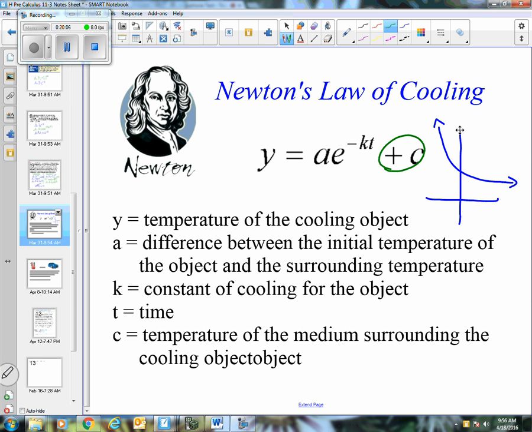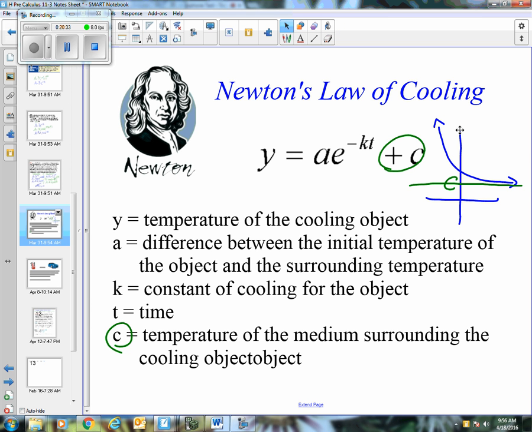So let's talk about this part of it, the plus C. What does that do to your graph? Well, it moves it up C units. So when you think about this decay, it's going to level off at that value of C. You're never going to get cooler than the surrounding temperature. So that horizontal asymptote that gets shifted up is being shifted up to the value of that number. So if you've ever wondered why that is in that situation, it's the temperature of the medium surrounding it.